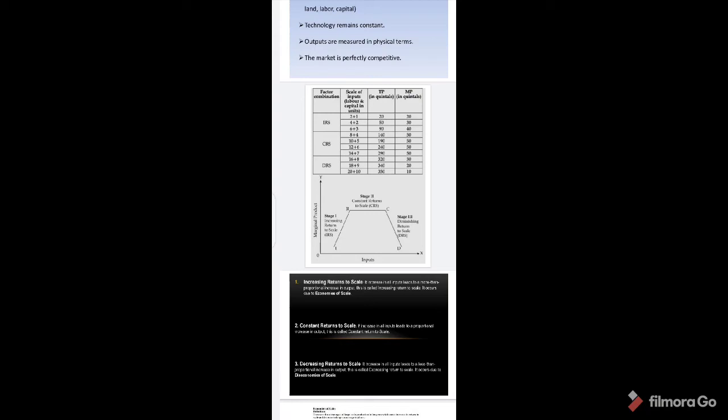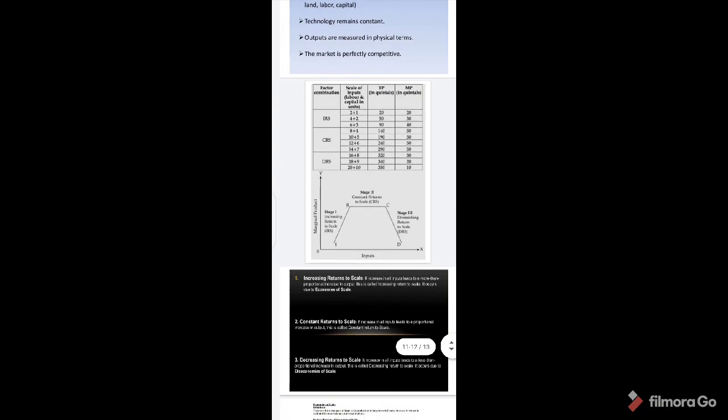And from point C to D, it is representing the stage 3, which is diminishing returns to scale. And it states if increase in all inputs leads to a less than proportional increase in output. This is called decreasing return to scale. It occurs due to diseconomies of scale. For example, if a firm increases inputs by 100%, but the output increases by less than 100%, the firm is said to exhibit decreasing returns to scale.